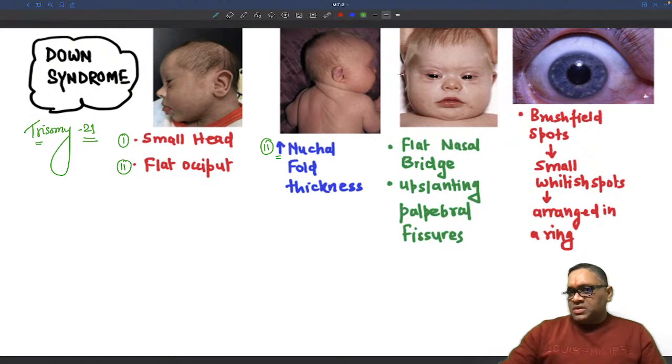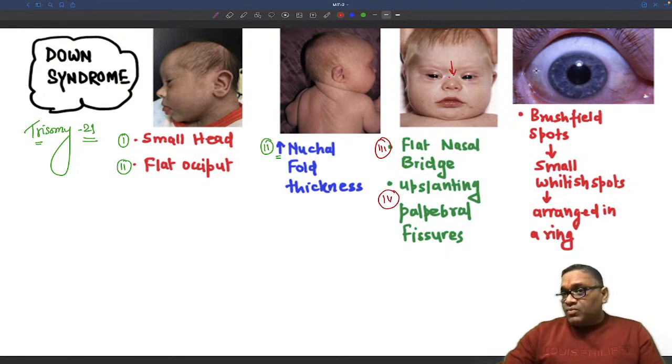And look at this picture. This is again a very beautiful diagram where you can see there is a flat nasal bridge. And if you look at the eyes, how is the position of the eyes? You can see these are upslanting palpebral fissures. So upslanting palpebral fissures.